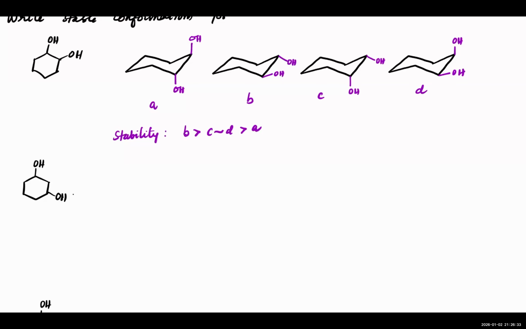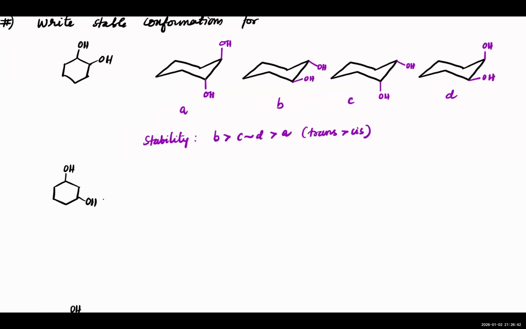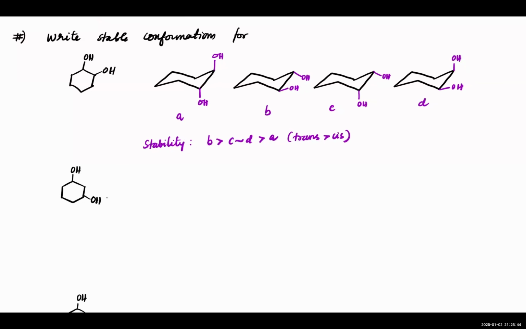Okay. So if the question is only asked whether the trans is more stable or cis is more stable, answer is trans. So trans is more stable than cis. Clear? Let's do the similar thing for the next one here.